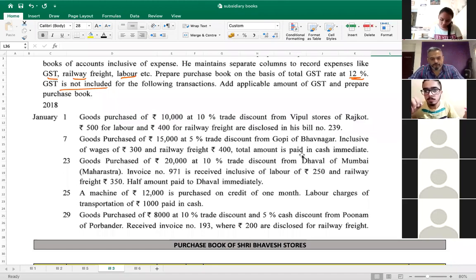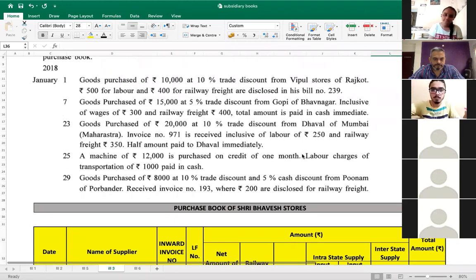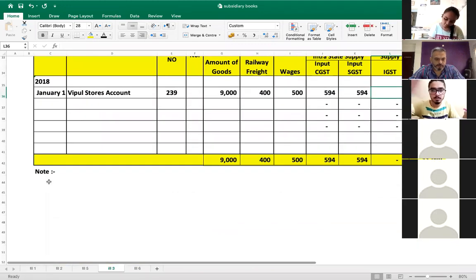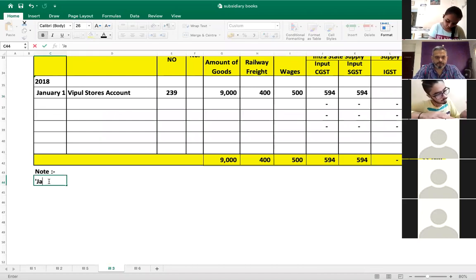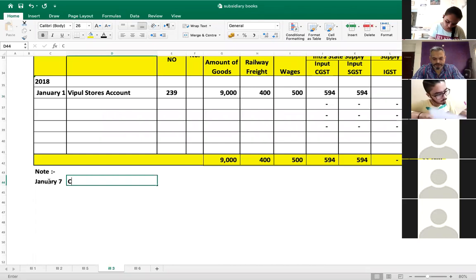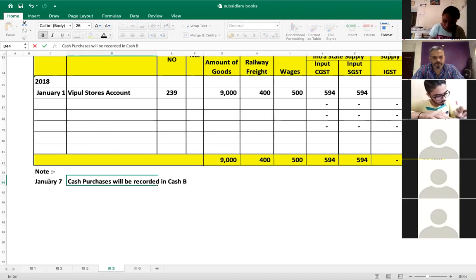So, what will we do for this? Notes. Okay, very good. So, January 7th, we write a note: cash purchases will be recorded in cash book.